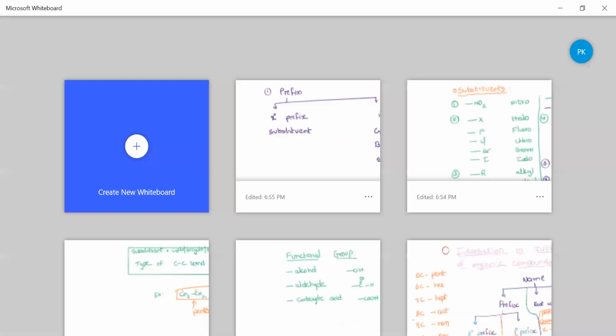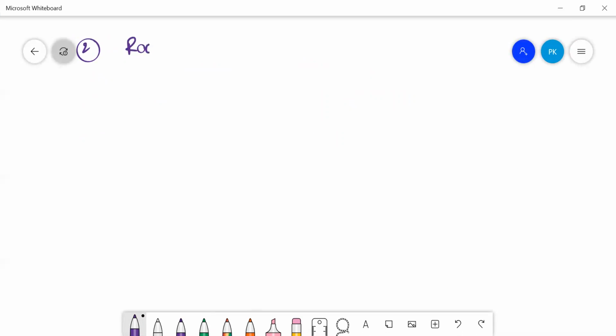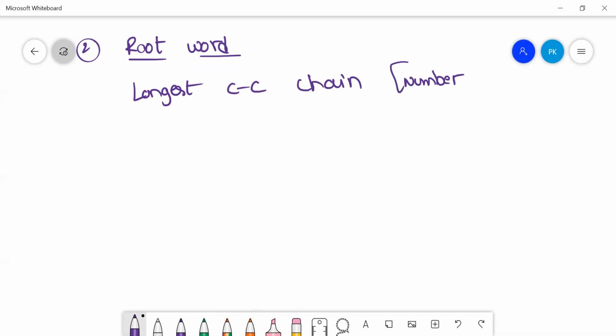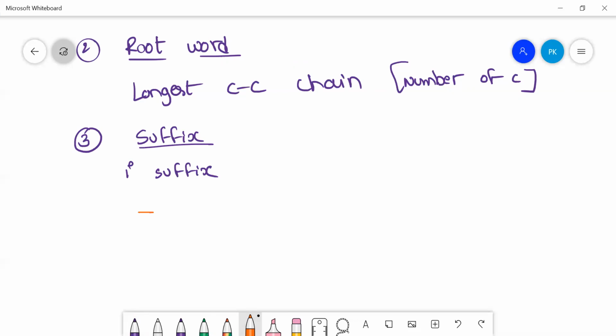Next, we discussed the second one, the root word. The root word explains the number of carbons in the longest carbon-carbon chain. I told you, 1 means meth, 2 means eth, 3 means prop, like that. And next we discussed the suffix, where the suffix again has two parts. The primary suffix explains the type of bond. What are those types of bond, students? Single bond, we use the word ane; double bond, ene; triple bond, yne.